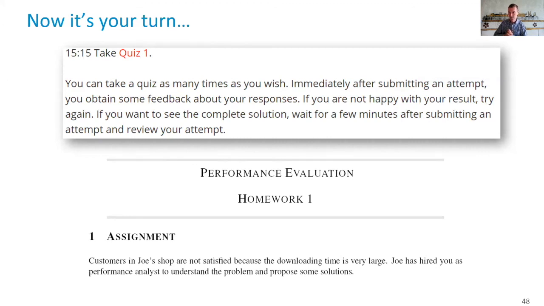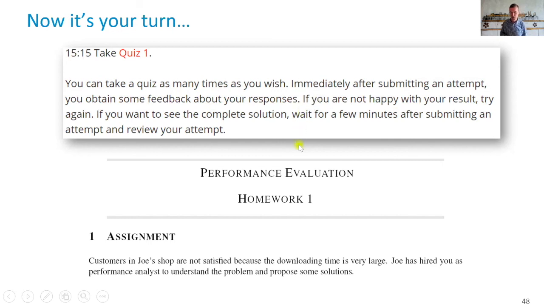Now it's your turn to put that in practice in two forms. We would like to encourage you to take quiz 1. Next week, there will be another quiz, which you must also do next week. But for this week, quiz 1, as I said, you can take the quiz as many times as you wish. On Moodle, when you submit an attempt, you will obtain feedback about your responses. And then you have an option.